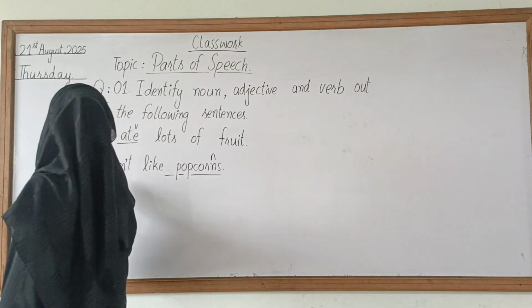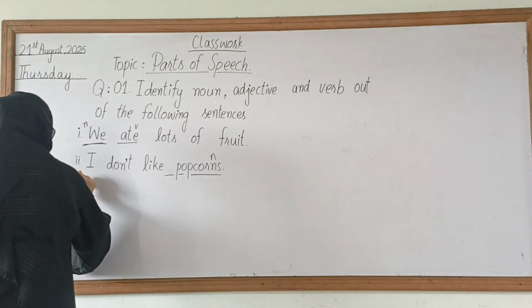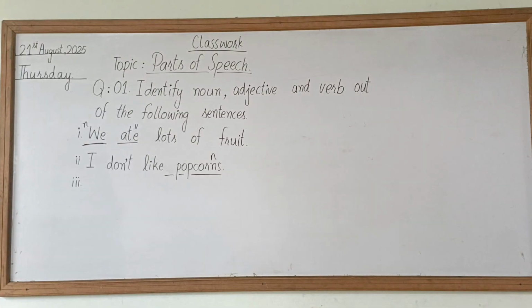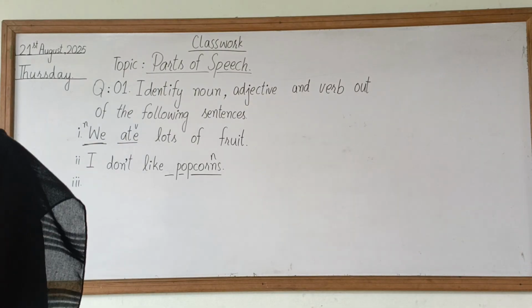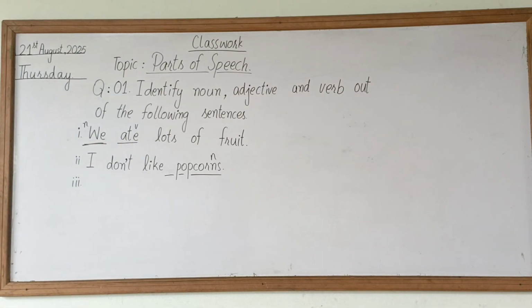Okay, let's move on towards the third example. The third sentence is: I have got some tasty fruity sweets. Now I will be underlining the word tasty in it, and then you all will be telling me what tasty here is. Okay.